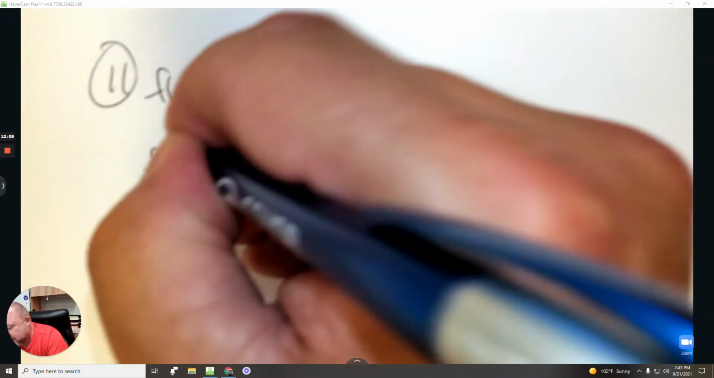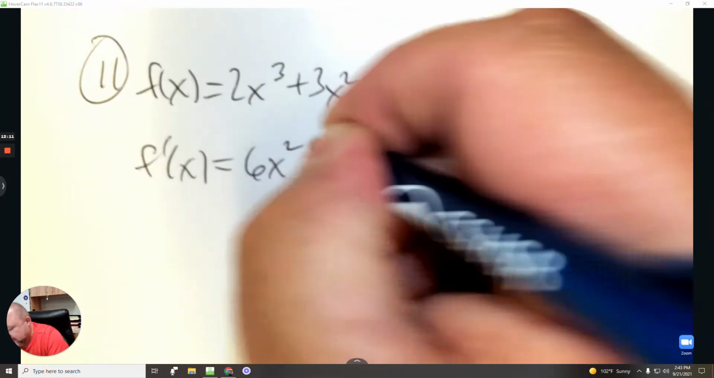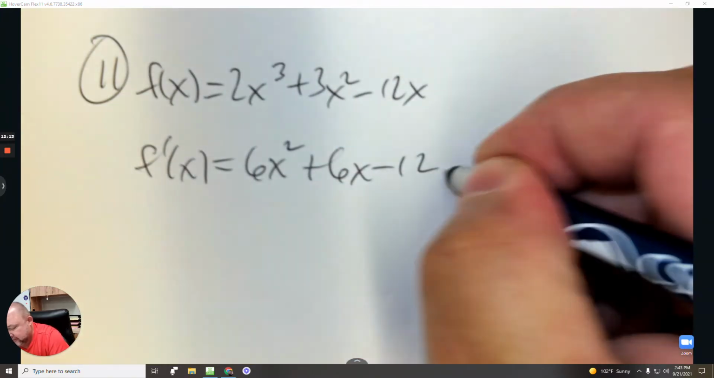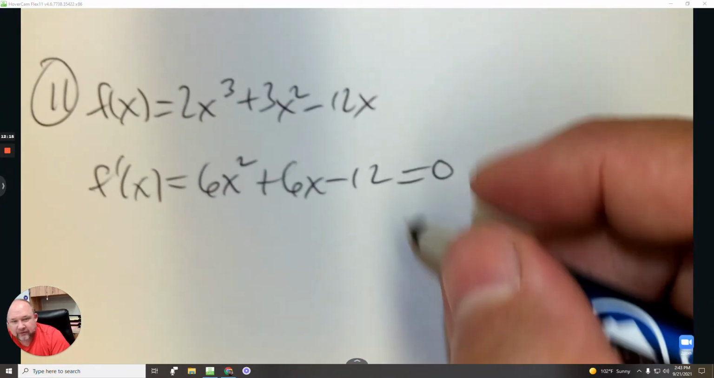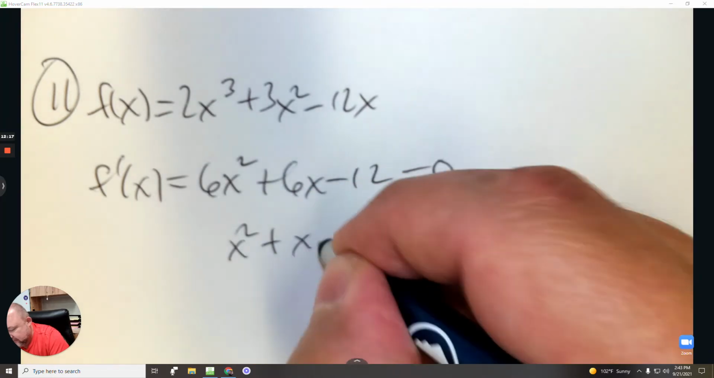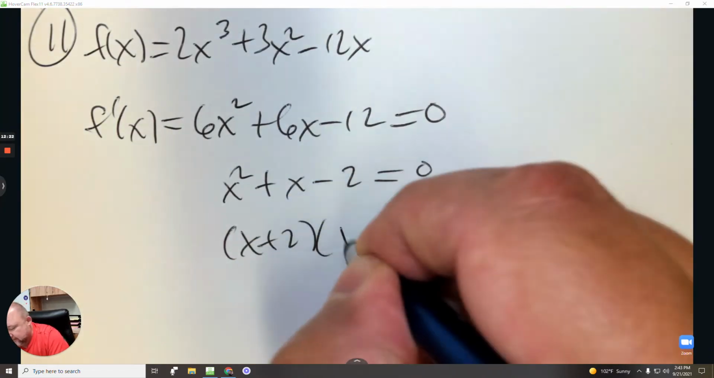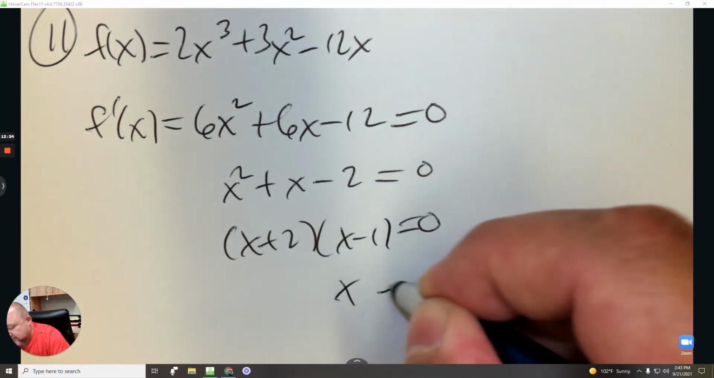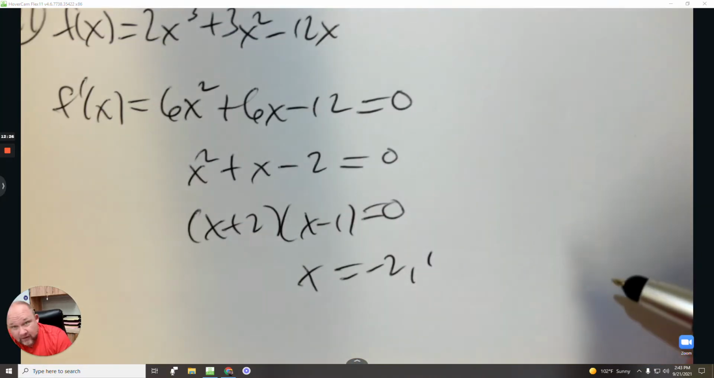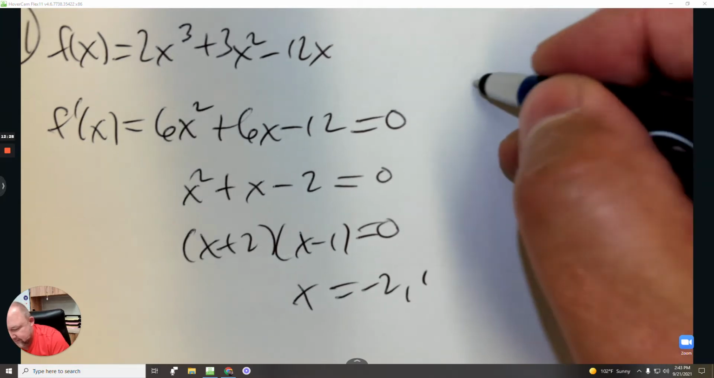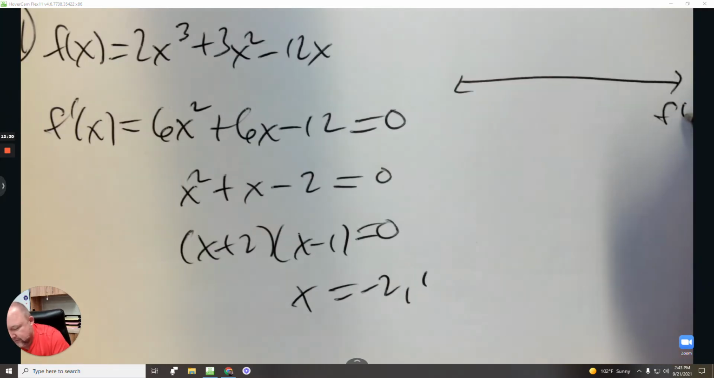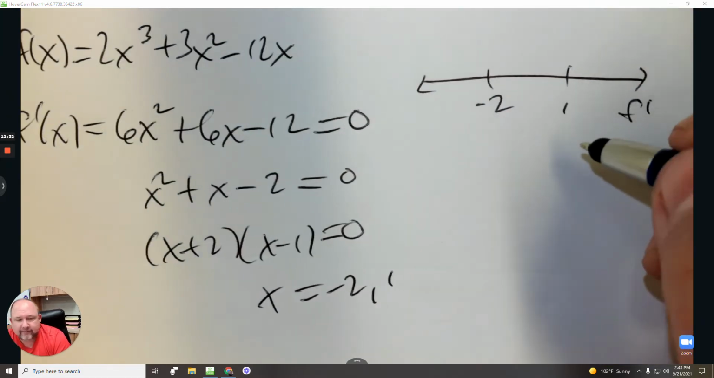So I'm going to take the derivative here properly now. 6x squared plus 6x minus 12. And make it equal to 0. I'm going to divide everything by 6. And then I'm going to factor it. So that's plus 2 and minus 1. So if I solve it, the two critical numbers are -2 and positive 1. I'm going to draw a number line for the first derivative, label -2 and 1.